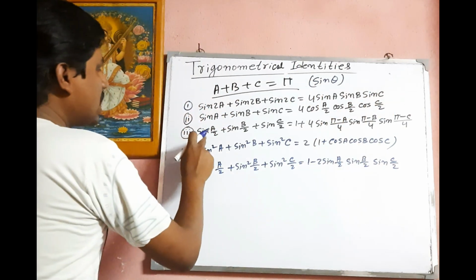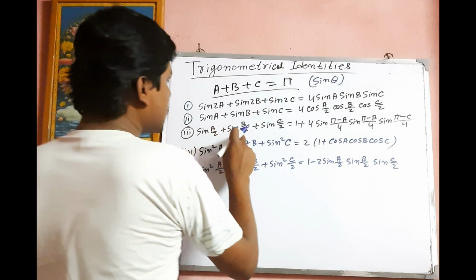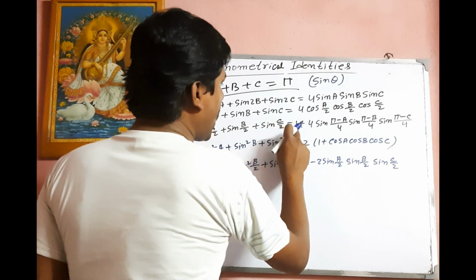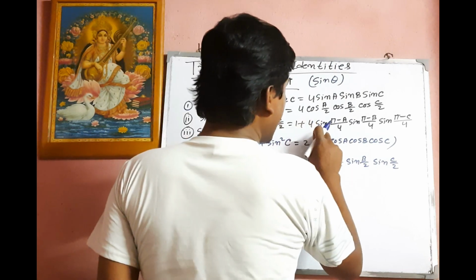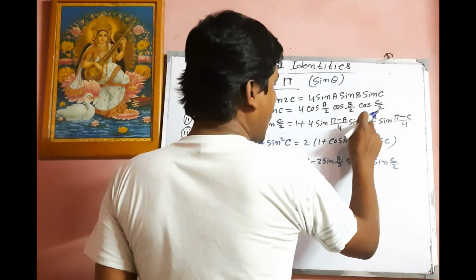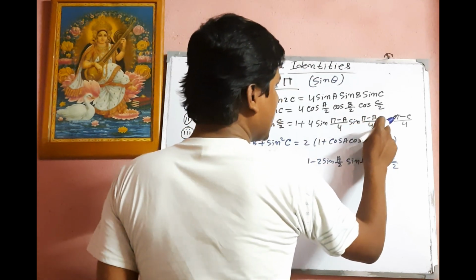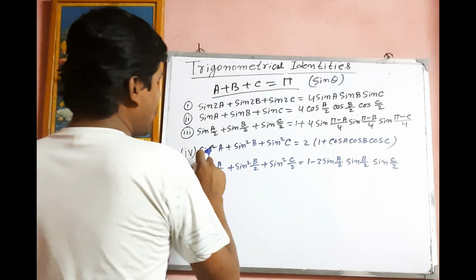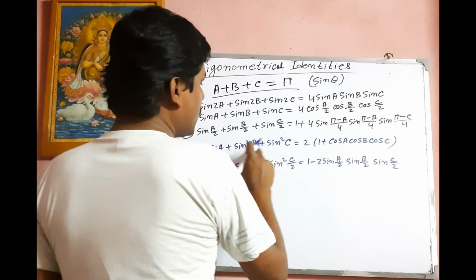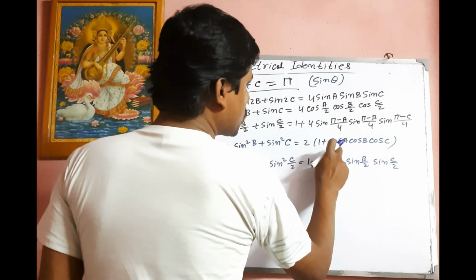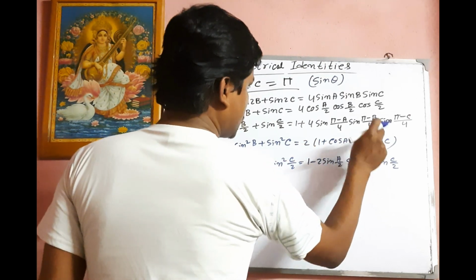And the third formula is sin of a by 2 plus sin of b by 2 plus sin of c by 2 is equal to 1 plus 4 sin of (pi minus a) by 4 multiplied by sin of (pi minus b) by 4 multiplied by sin of (pi minus c) by 4. And the fourth formula: sin square a plus sin square b plus sin square c is equal to 2 times (1 plus cos a into cos b into cos c).